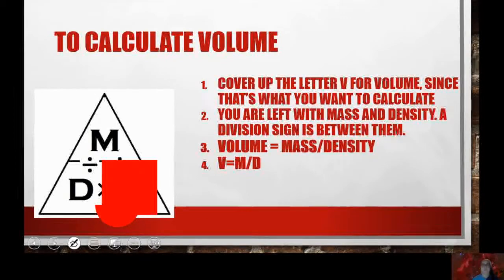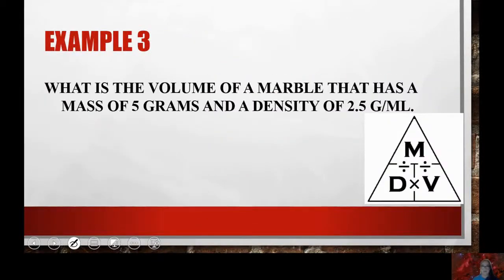And let me illustrate what that would look like with example 3. So here you have 5 and 2.5 are your two numbers. 5 divided by 2.5 is 2, but 2.5 divided by 5 is 0.5. So 2 and 0.5 are two very different numbers. So be careful you are using the correct division here. So let's look at our example. Example number 3 says, what is the volume of a marble that has a mass of 5 grams and a density of 2.5 grams per milliliter?